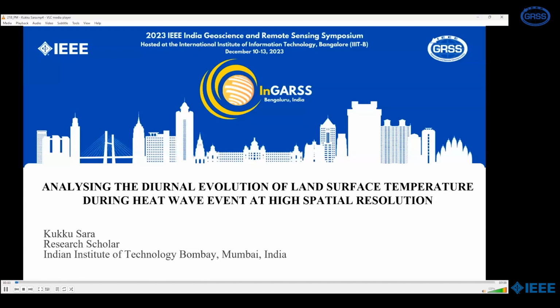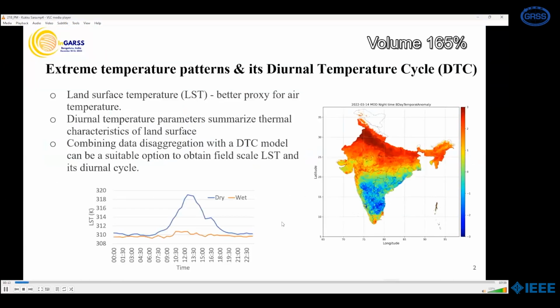Today my topic of presentation is analyzing the diurnal evolution of land surface temperature during a heat wave event at high spatial resolution. Over the past few decades, the frequency of heat waves has increased significantly. This could be more likely due to human-induced climate change.